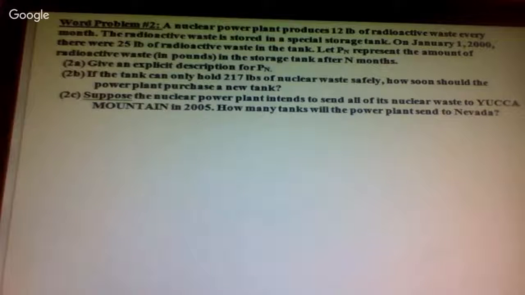A nuclear power plant produces 12 pounds of radioactive waste every month. The radioactive waste is stored in a special storage tank. On January 1st, 2000, there were 25 pounds of radioactive waste in the tank. Let P sub n represent the amount of radioactive waste in pounds in the storage tank after n months. So, A, write me an explicit equation. Y equals 12x plus 25. Perfect.